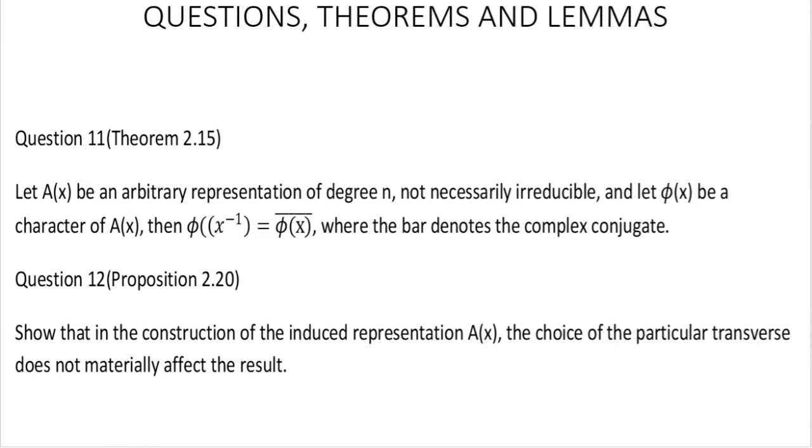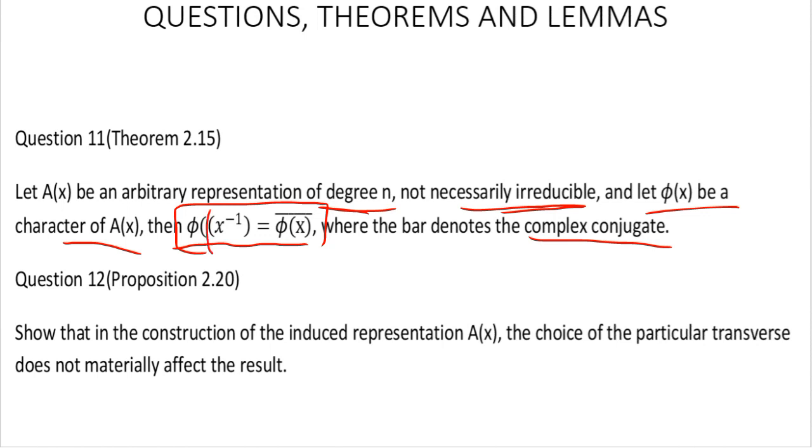It says let A(x) be an arbitrary representation of degree n, not necessarily irreducible. Then we have phi of x, a character of A(x). Then you can as well write phi of x inverse to be phi bar of x, where the bar denotes the complex conjugate. We just need you to know this. I will be using it in one of the questions or proofs as we continue in the video. Sorry, there's just a single bracket there, not two of it.